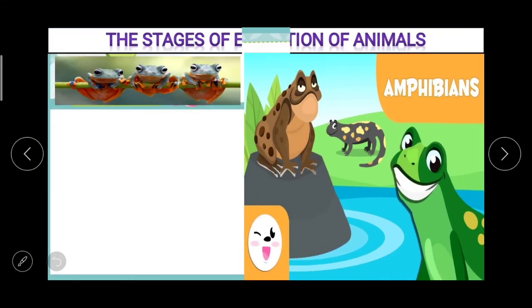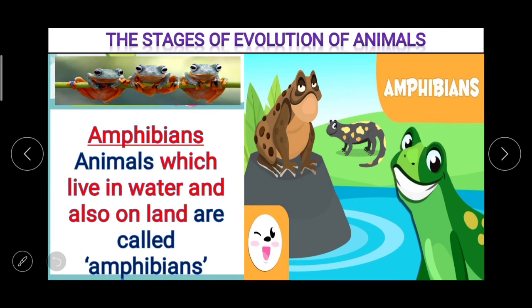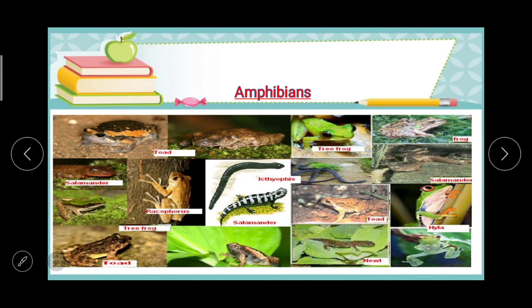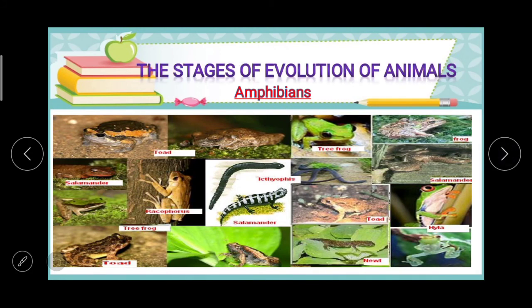Next one, amphibians. Animals which live in water and also on land are called amphibians. For example, frog or crocodile. Then the image here you can see, the examples of amphibians which live in water and also on land.